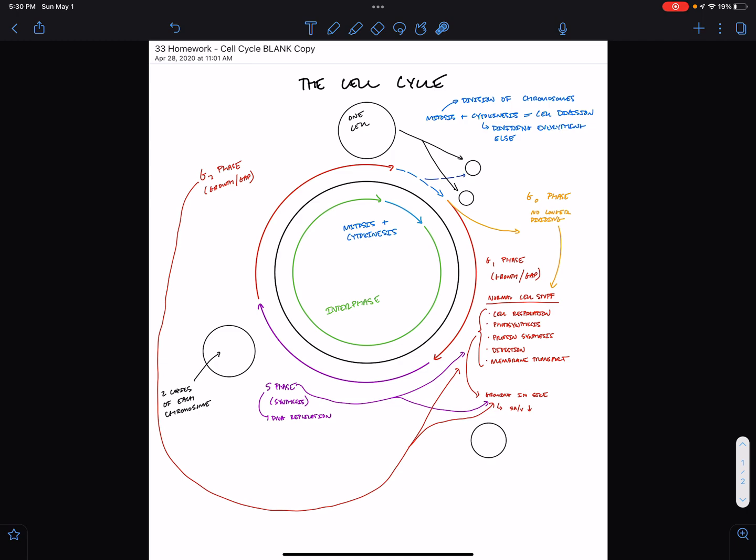Okay, that's all. In class tomorrow, you are actually going to be diving into mitosis and cytokinesis and figuring out the steps that compose these 2 phases of the cell cycle.